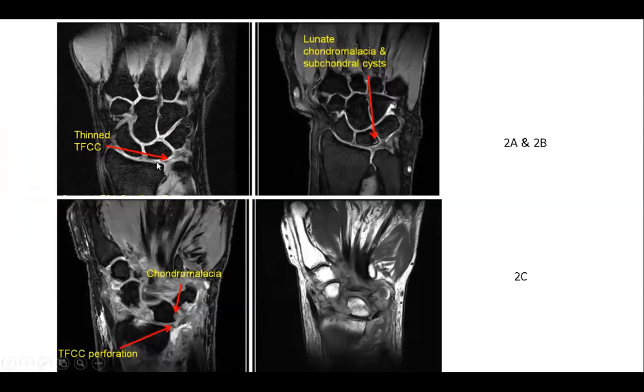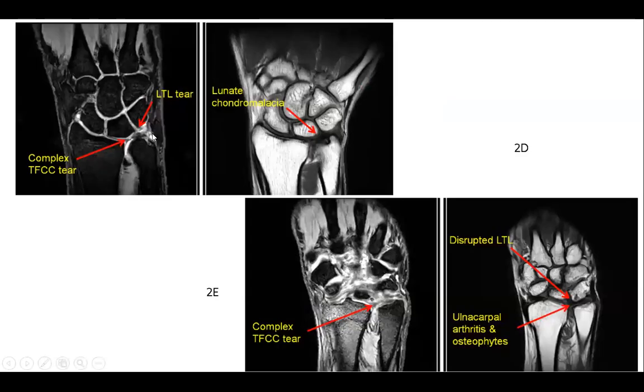So 2A, this is TFCC being thinned out. 2B, TFCC being thinned out with lunate chondromalacia. And this is TFCC perforation. Perforation starts from 2C onwards. So 2D is associated with lunate chondromalacia and lunotriquetral ligament tear. 2E, it's a complex tear along with ulnocarpal arthritis.